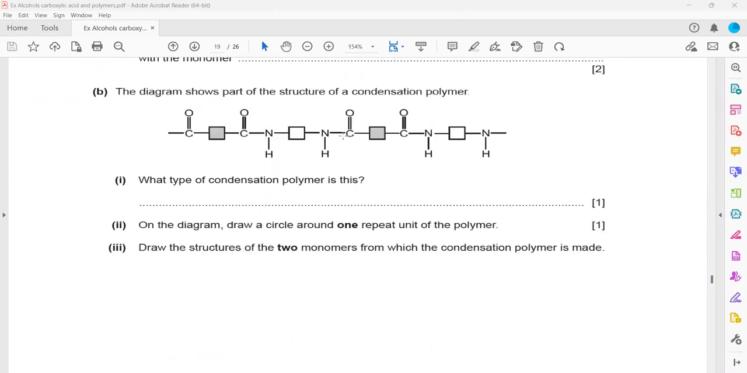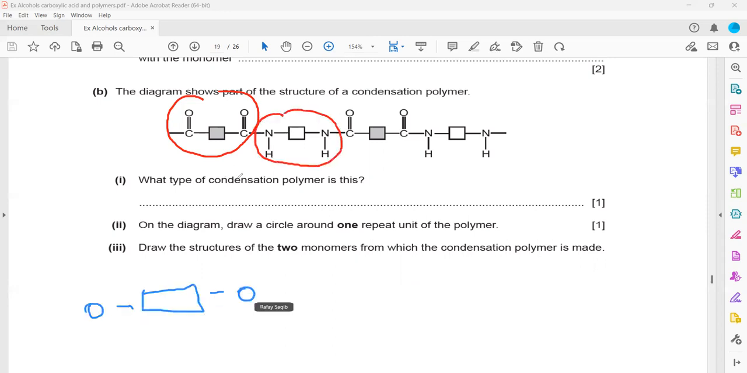The diagram shows a part of a structure of a condensation polymer. Can you identify, is it nylon or protein? Yeah, it is nylon because you can see dicarboxylic acid on both sides, carboxylic groups and amine groups on both sides. So what kind of polymerization is this? Condensation.